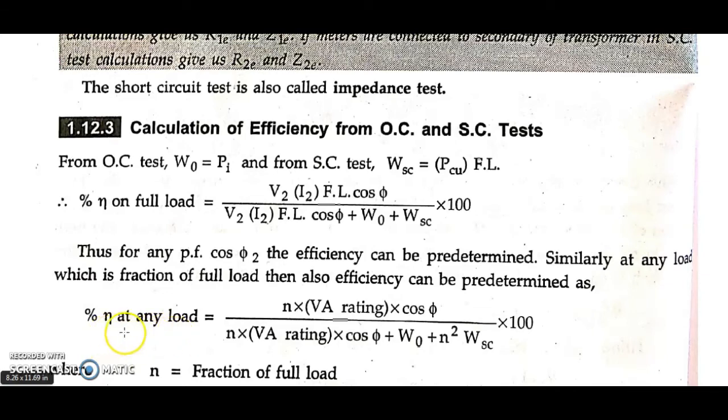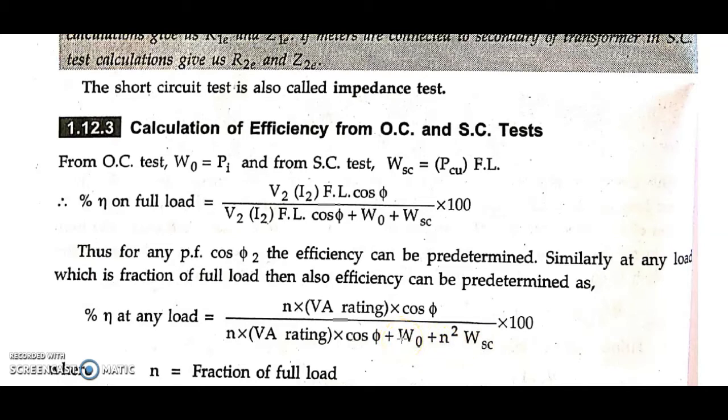That's why it is written here as efficiency at any load. In that case, you just need to make minor changes to the existing formula. You need to multiply n in the numerator as well as in the denominator for the first part, and n square to the WSC. And you can observe we haven't multiplied any n or n square to the W naught.